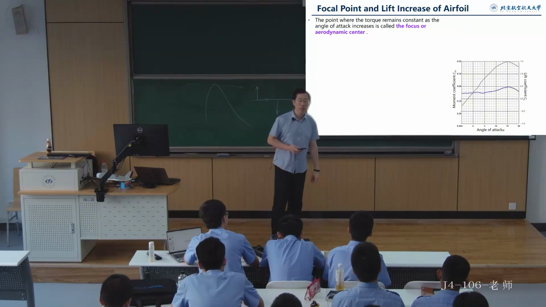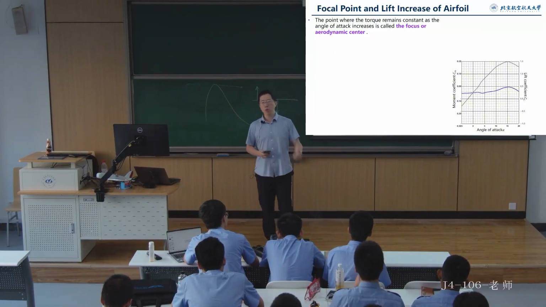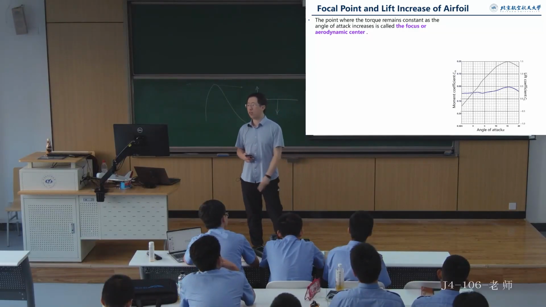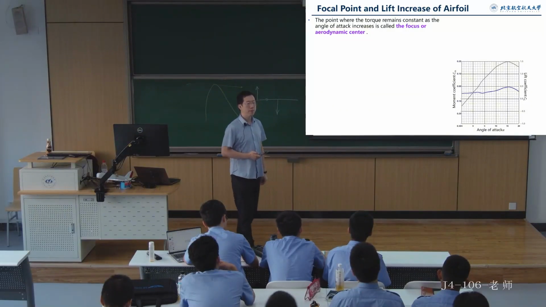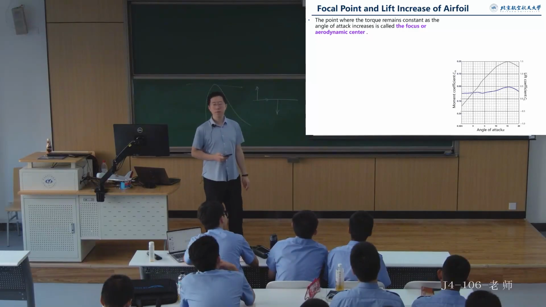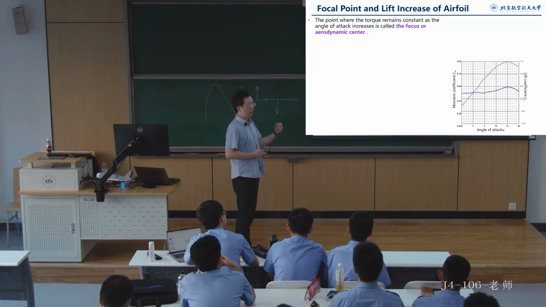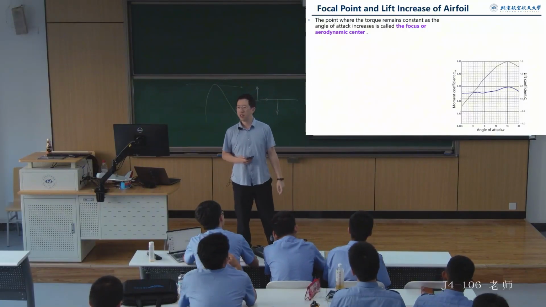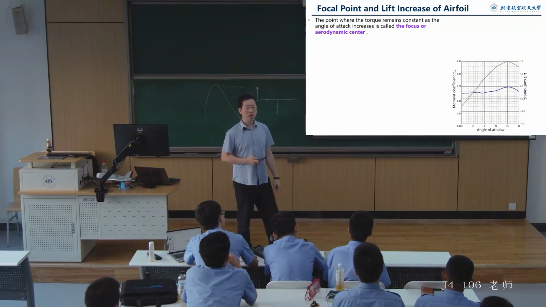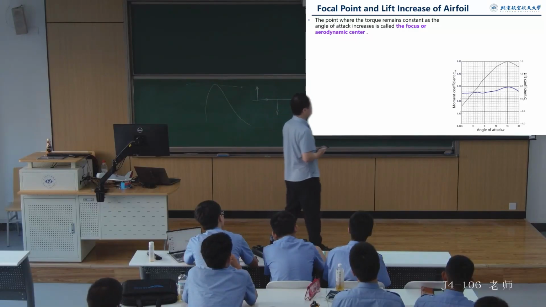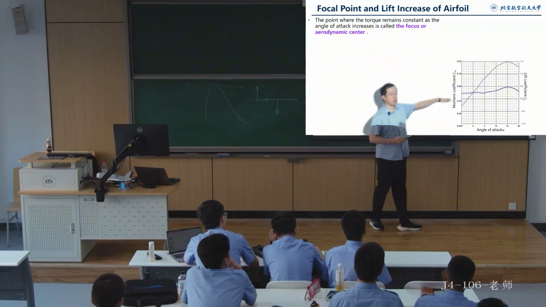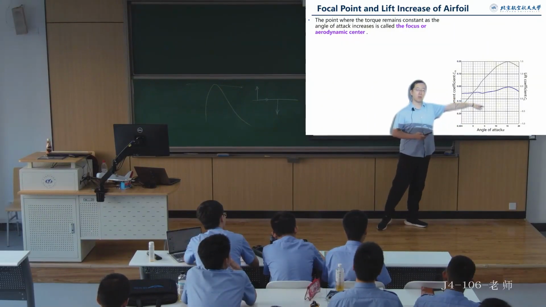Now, if we correspond this to a two-dimensional airfoil, then where should the focus or aerodynamic center be under small to medium angles of attack? By definition, as the angle of attack changes, the moment remains unchanged. So, let's take a look. Speaking from the moment curve, does the moment curve change? It doesn't change under small and medium angles of attack, right?